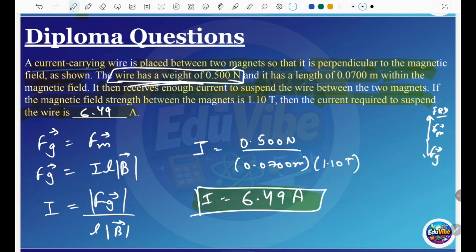So there's a thing they're calling about suspended. We don't worry about this, because we don't need any net force involved in this. We just need Fg is equal to Fm. But we have to know that suspended means net force is equal to 0.